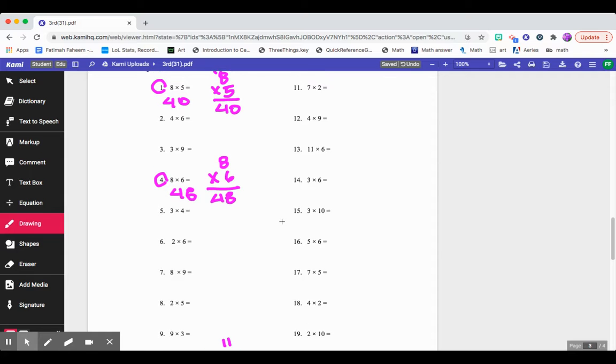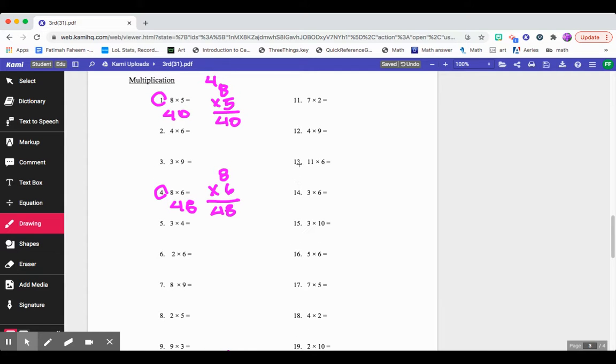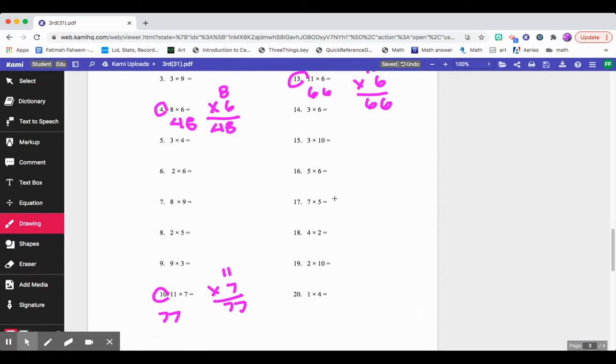Let's try 2 more questions. Let's do number 13. 11 times 6. 1 times 6 equals 6. 1 times 6 equals 6. The answer is 66 for number 13. Let's try the last question, number 19. 2 times 10. 2 times 0 equals 0. 2 times 1 equals 2. So the answer is 20 for number 19.